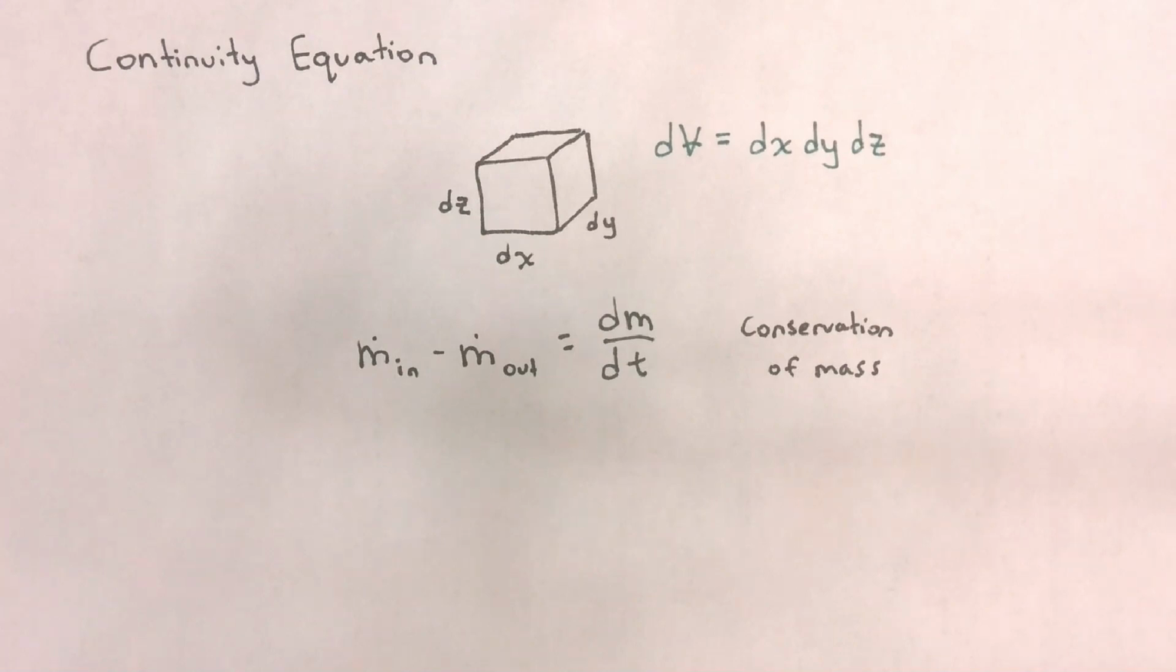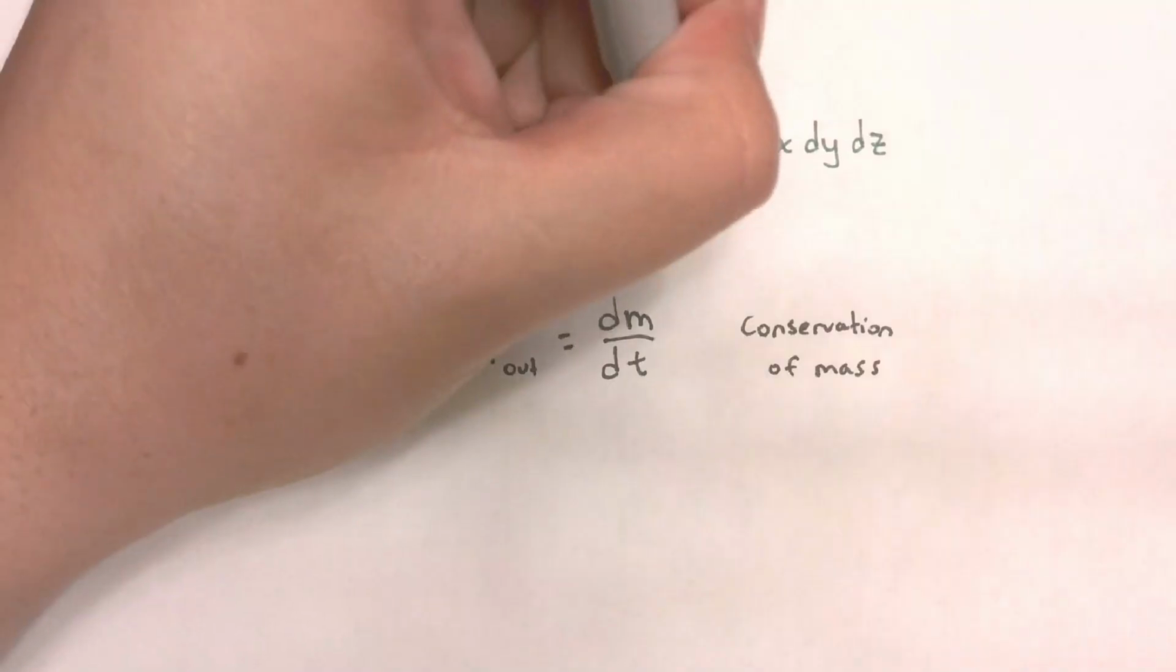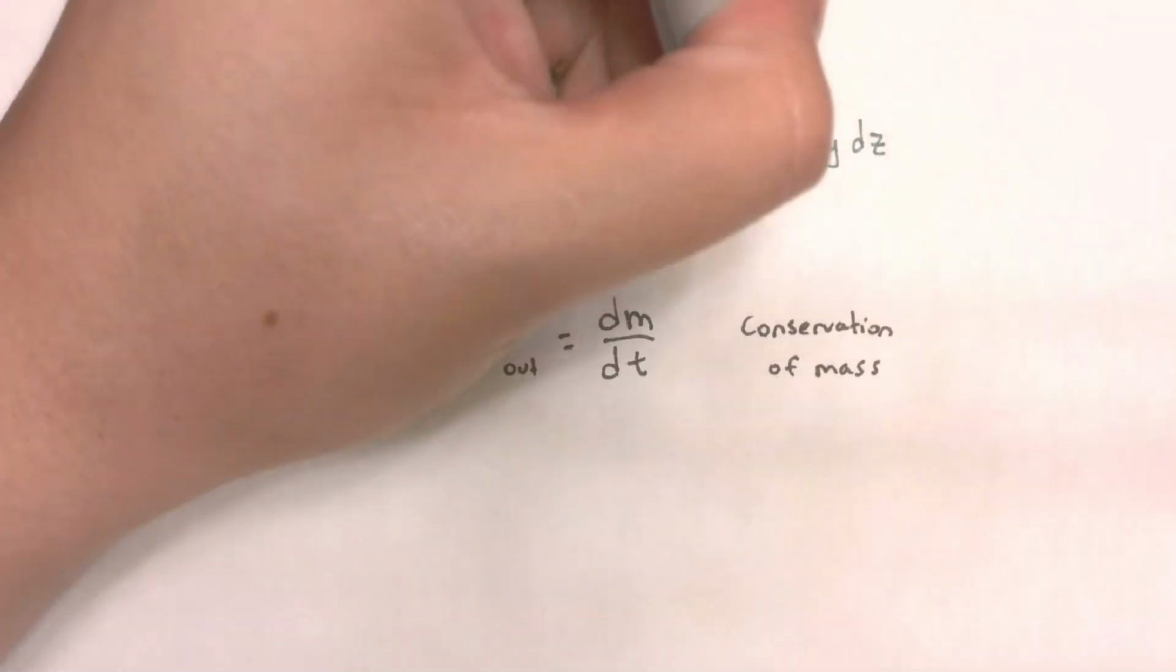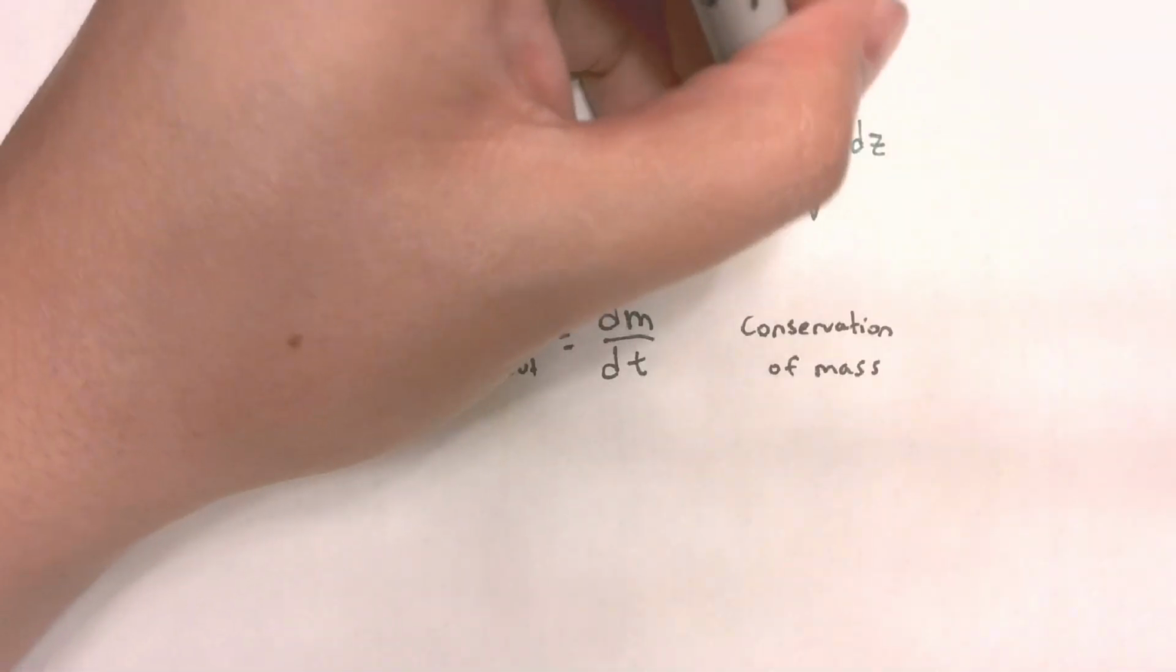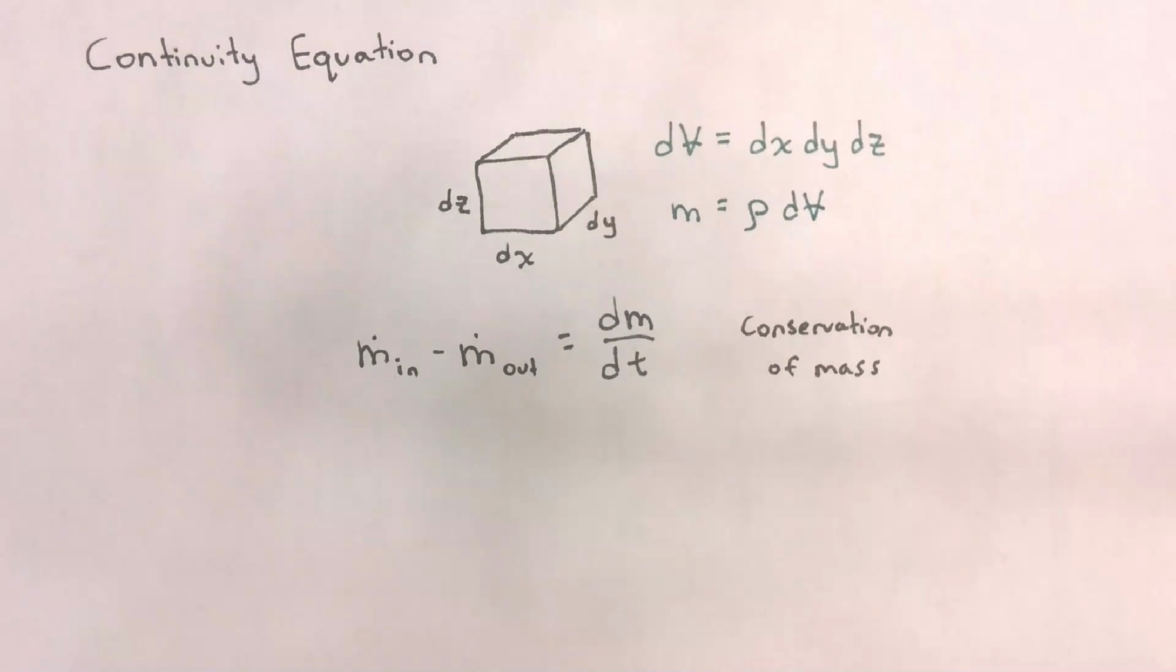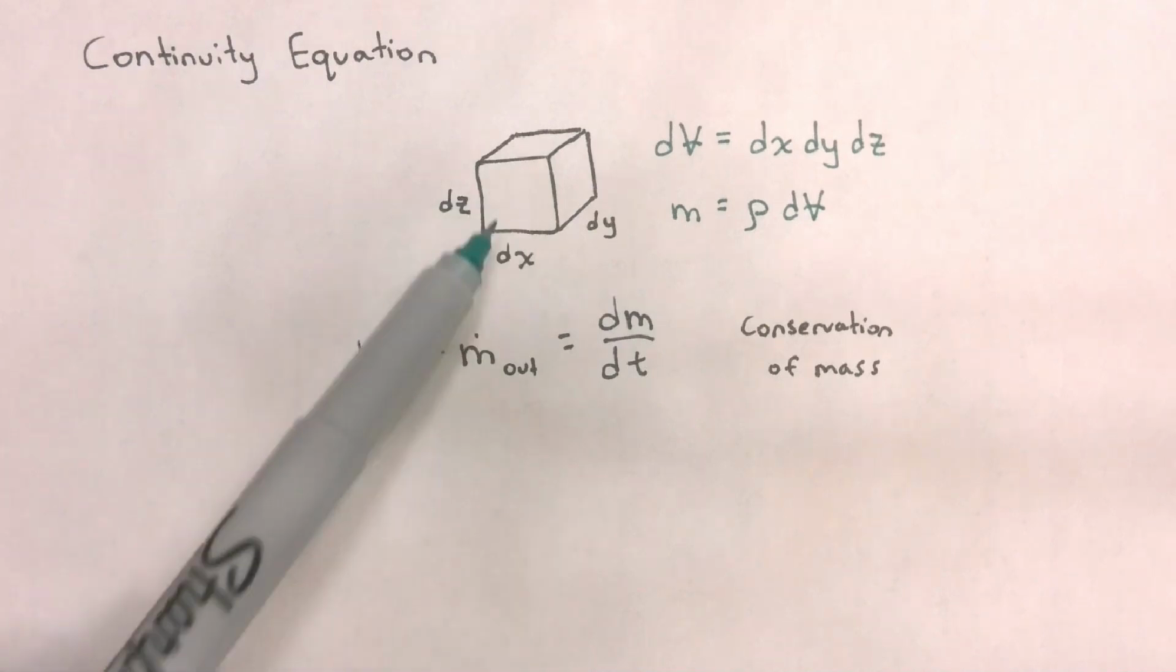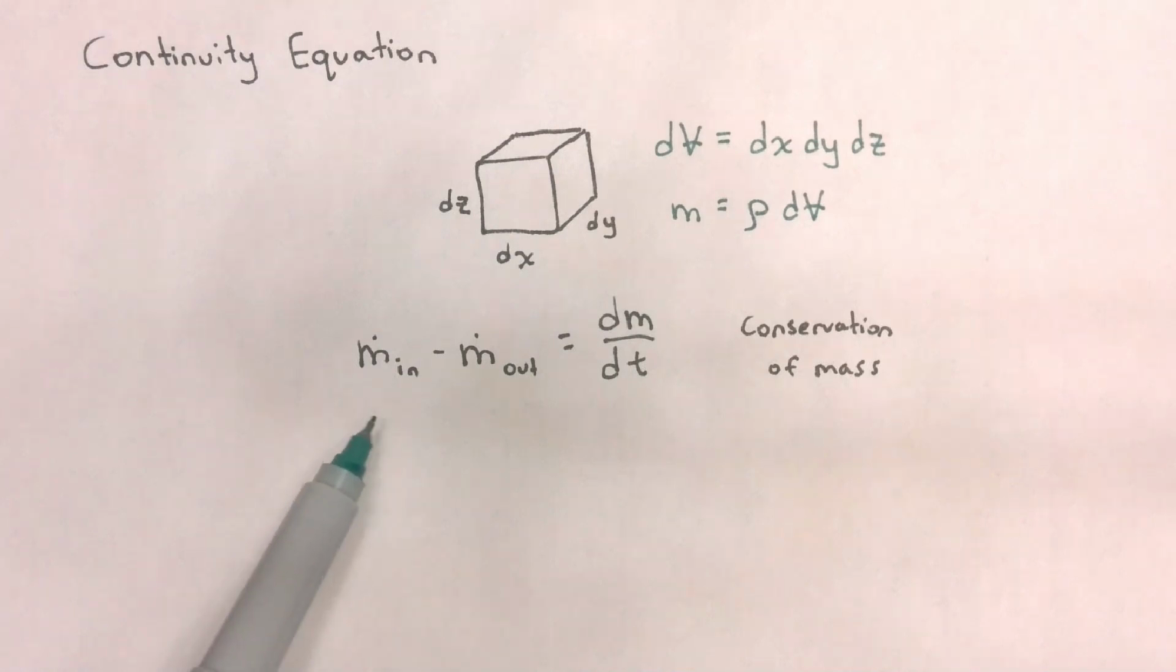Similarly, if I wanted to find the mass of this cube, then my mass should be equal to density times the volume of the cube. Remember, this cube will be infinitesimally small. Okay, we're going to try to picture it as small as we can imagine. We already know that the conservation of mass tells us that the rate of change of mass inside the cube, inside the control volume, is equal to the difference in mass flux entering and leaving the volume.